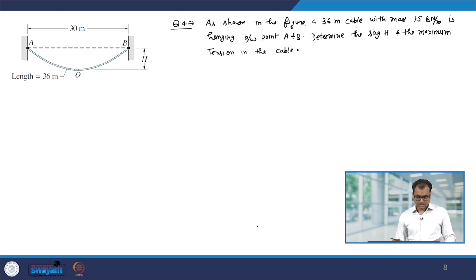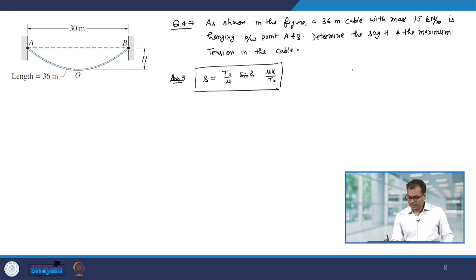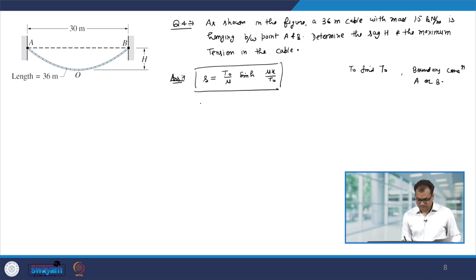So, let us find out the sag. Now, to find out the sag, let us first find out what is T naught. And to find out T naught, because here S is given, the length of the cable is given, let us use the formula for the length of the cable. We have also derived this: S equal to T naught divided by mu sine hyperbolic mu x over T naught. And as I said, T naught is constant, this is tension along the horizontal direction. So, let us use the boundary condition. You can either use A or B because that is symmetric. So, at A or B, S is 18.